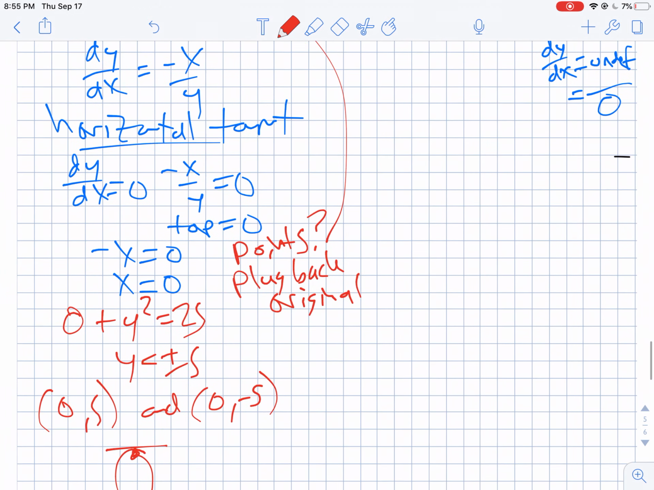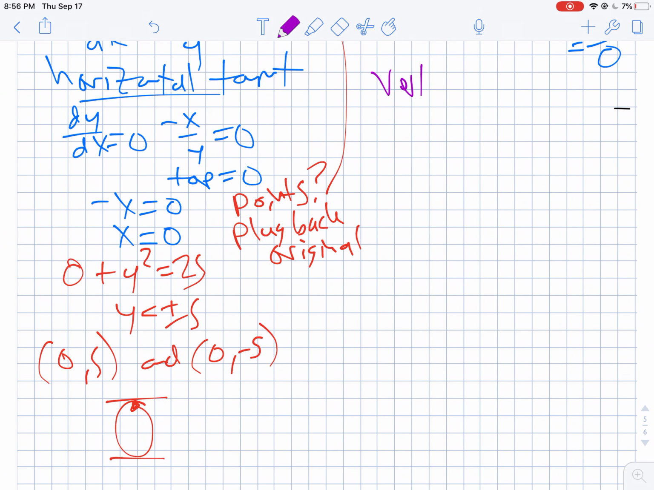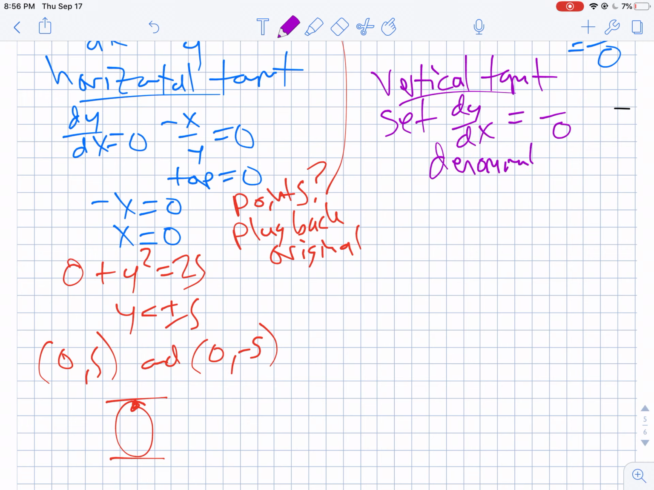Great. Okay, now when we do a vertical tangent, we're going to do much the same thing. I'm going to, again, set the dy/dx to equal something divided by 0. So I'm setting the denominator of your slope to equal 0. All right, so your dy/dx in this case is equal to negative x over y. So in this case, y equals 0. Great.